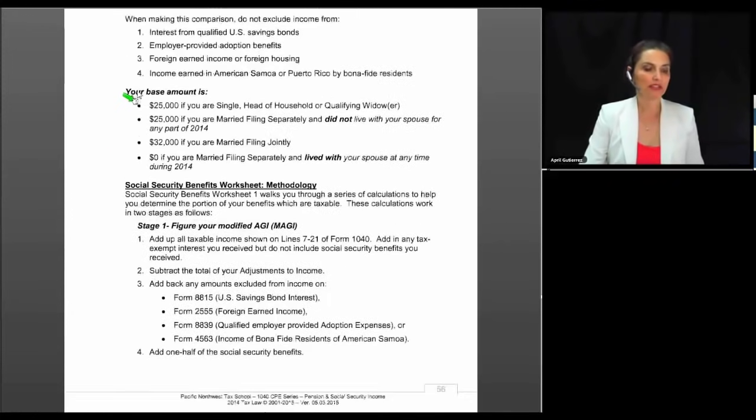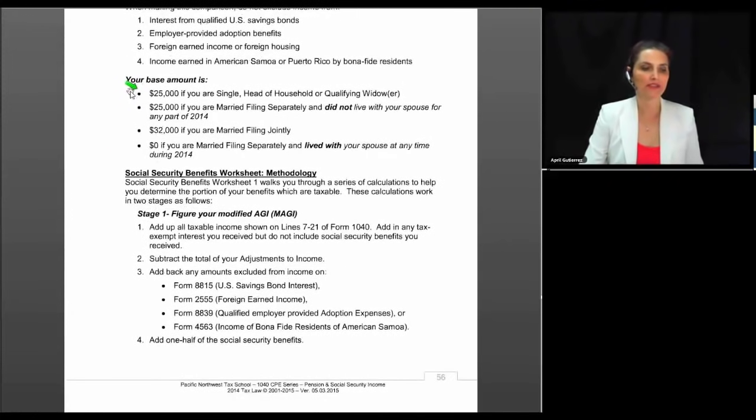Now, your base amount, as I already said, is $25,000 if you are single, head of household, or qualifying widow. It's also $25,000 if you are married filing separately but did not live with your spouse for any part of 2014. For married filing jointly, it's $32,000, and it is $0 if you are filing separately from your spouse and lived with your spouse at any time during the year.